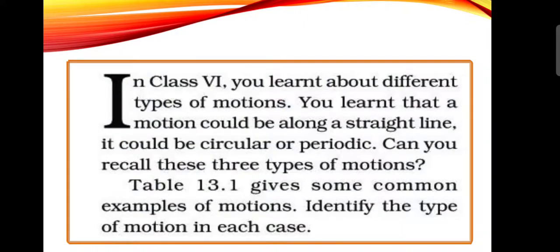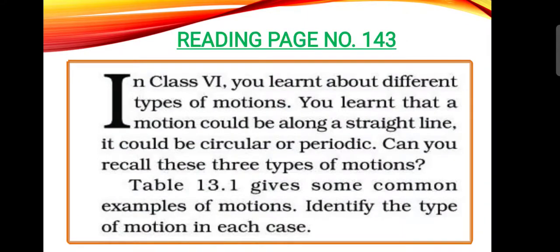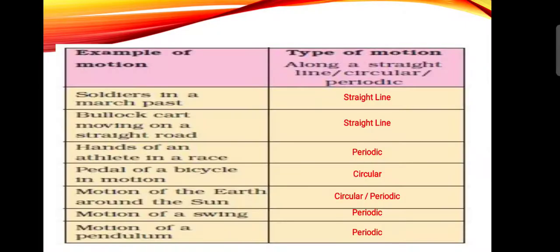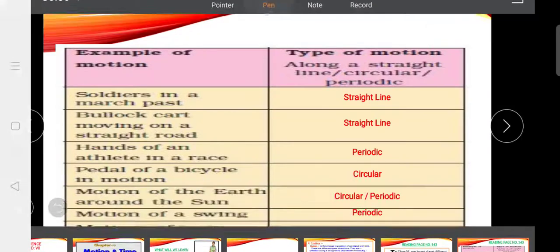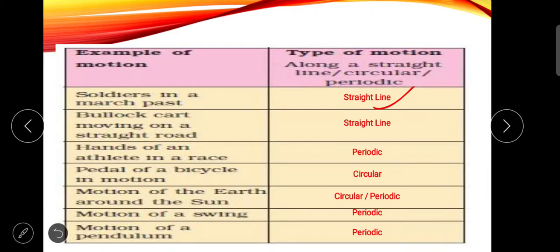Children, in class 6 you have learned these different types of motion, and one example table was given to you to identify the different types of motion that we have done. Soldiers in march past, straight line. Bullock cart moving on a straight road, it is also showing a straight line motion. Hands of an athlete in a race, it is periodic. Paddle of a bicycle, circular. Motion of the earth around the sun, circular, periodic. Motion of a swing, it is periodic, and motion of a pendulum is again periodic.